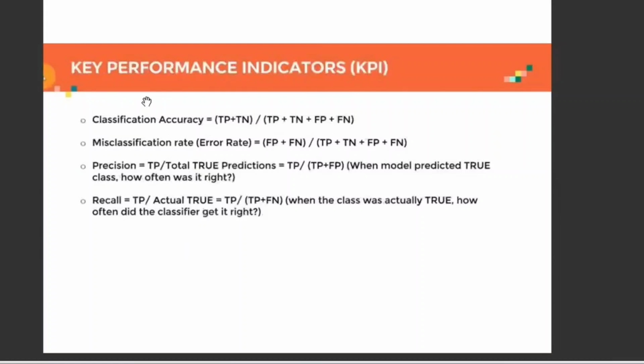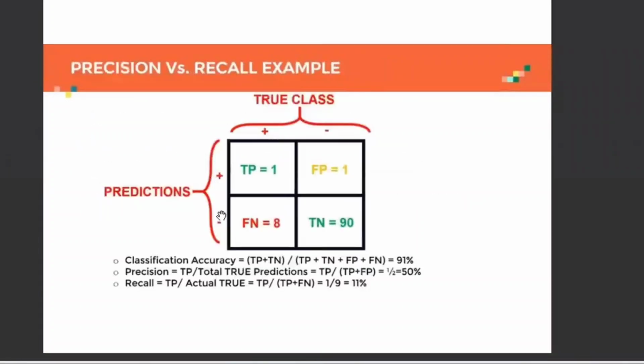Okay. So classification accuracy is nothing but whichever is true divided by the total. Misclassification is the opposite of that, that is 1 minus accuracy. And precision and recall: precision is divided by predicted values, whereas recall is divided by actual values. One is predicted values, one is actual values. Right? Now let us take an example here.